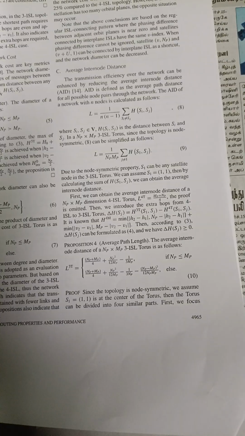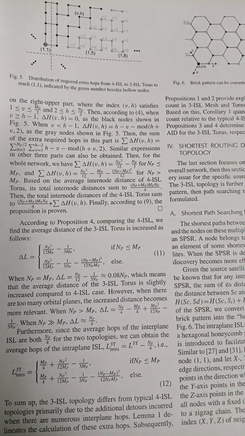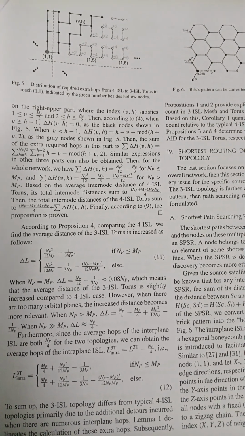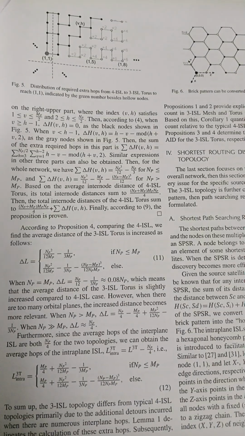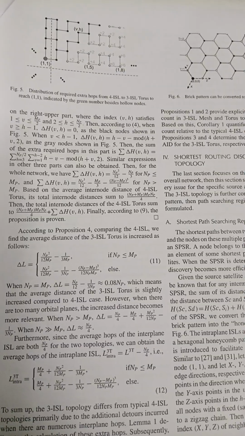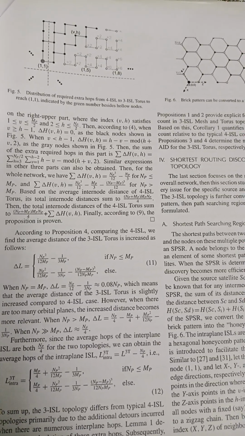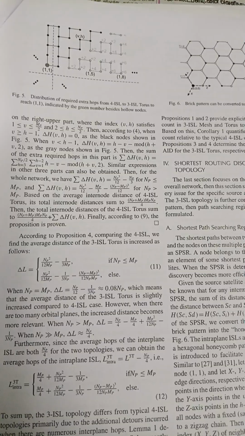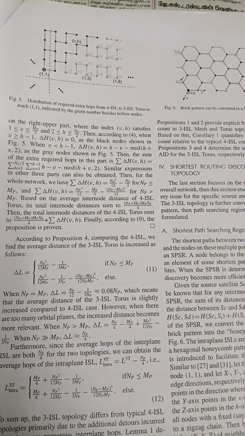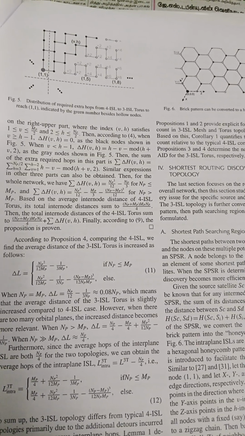Then the torus can be divided into 4 similar parts. First, we focus on the right upper part where the index satisfies these conditions. Then, when v is greater than or equal to h minus 1, Δh(v,h) is equal to 0, as the black nodes. When v is less than h minus 1, Δh(v,h) is equal to h minus v minus mod(h plus v, 2), as the gray nodes.